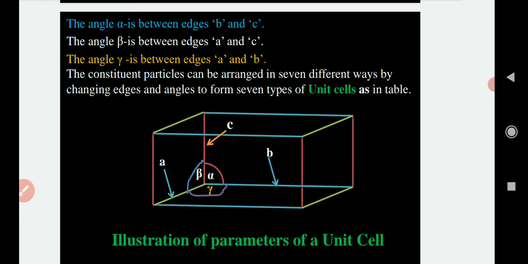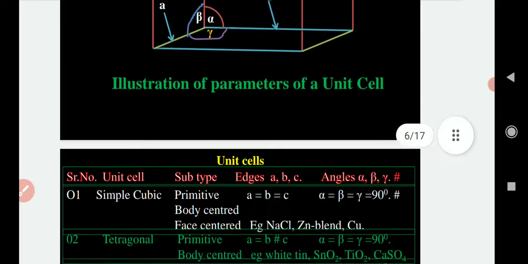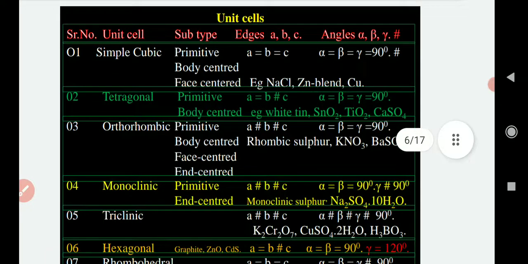Now the edges you can see, but alpha is the angle present between B and C, beta is the angle present between A and C, and gamma is the angle present between A and B. Now in the next slides you can see the different unit cells. There are main 7 types of unit cell.